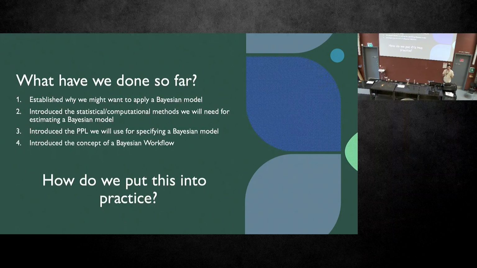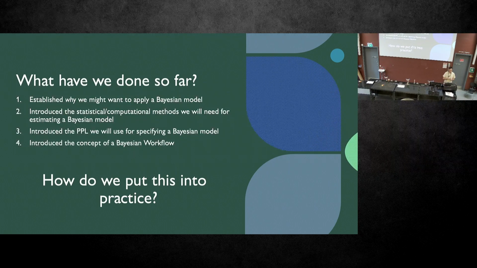Okay, so what have we done so far? At this point, we've established why we want to think like a Bayesian and what the benefits of Bayesian inference can be. We've also introduced the methods that we'll be using for our Bayesian models, and hopefully I've given you enough foreshadowing of some of the things that we'll be diagnosing. I've also introduced the workflow that we'll be following. So now that we've covered this foundational theoretical background, how do we take this abstract concept of a systematic workflow and put it into practice to solve a real-world problem?